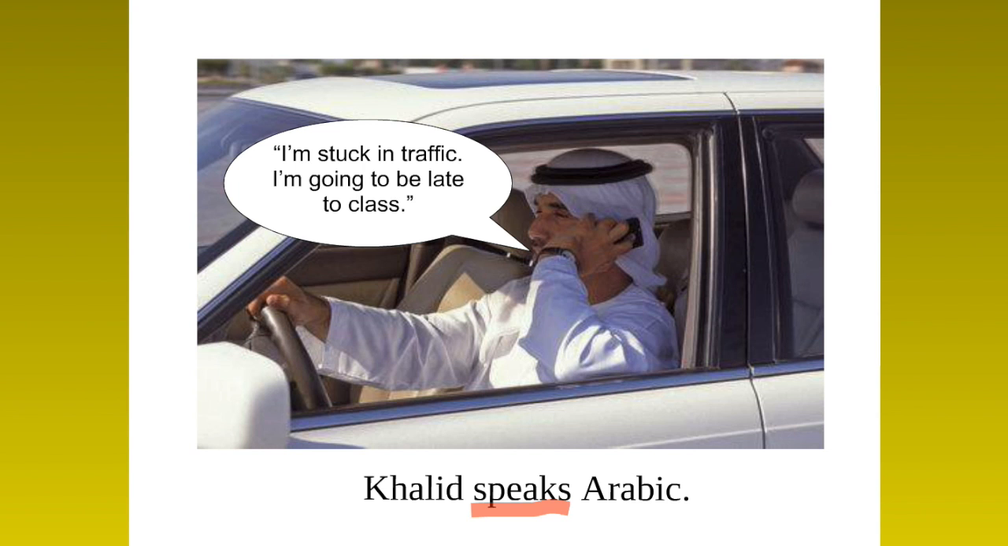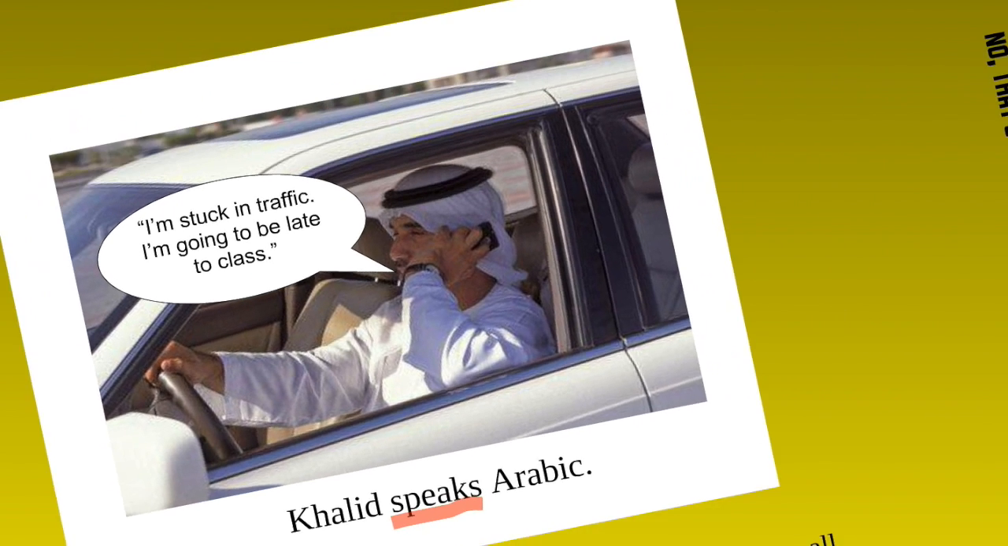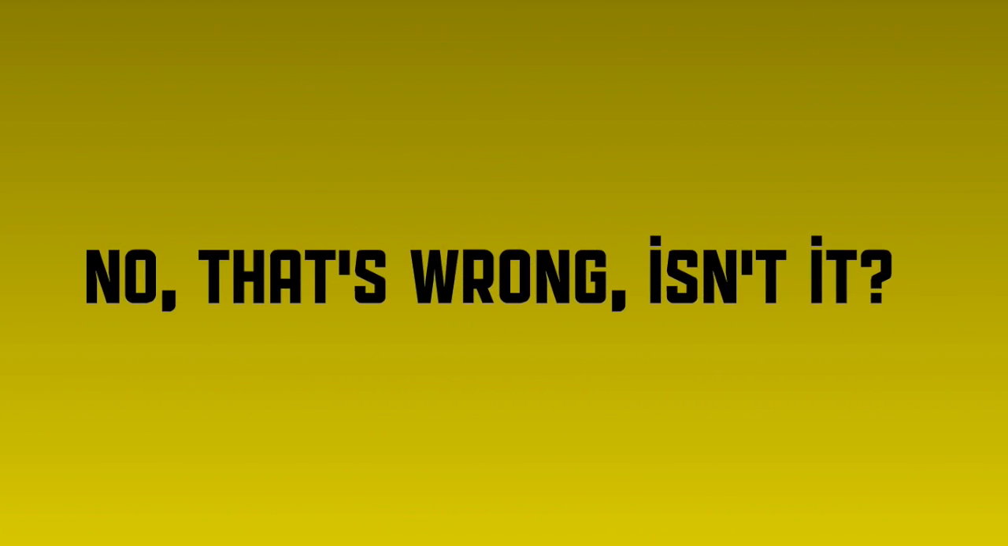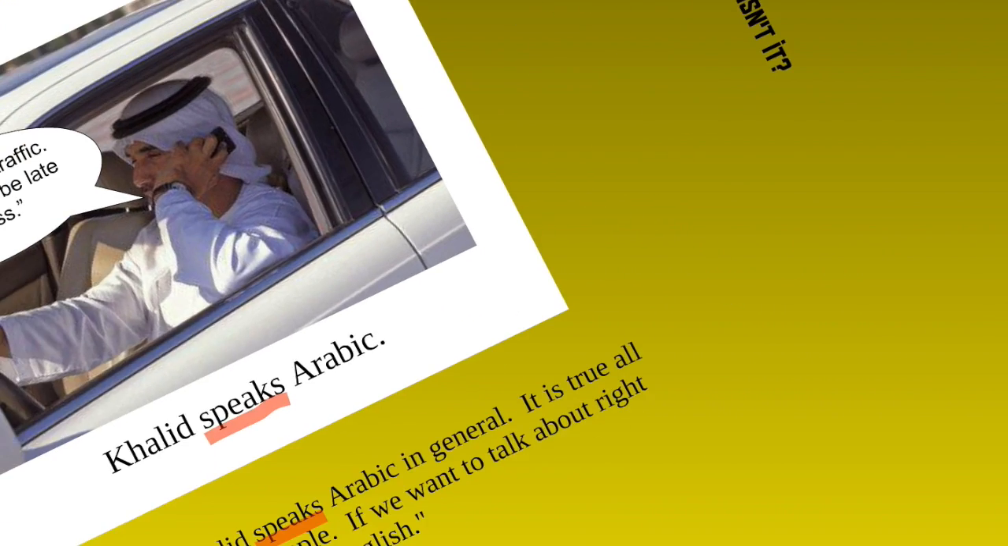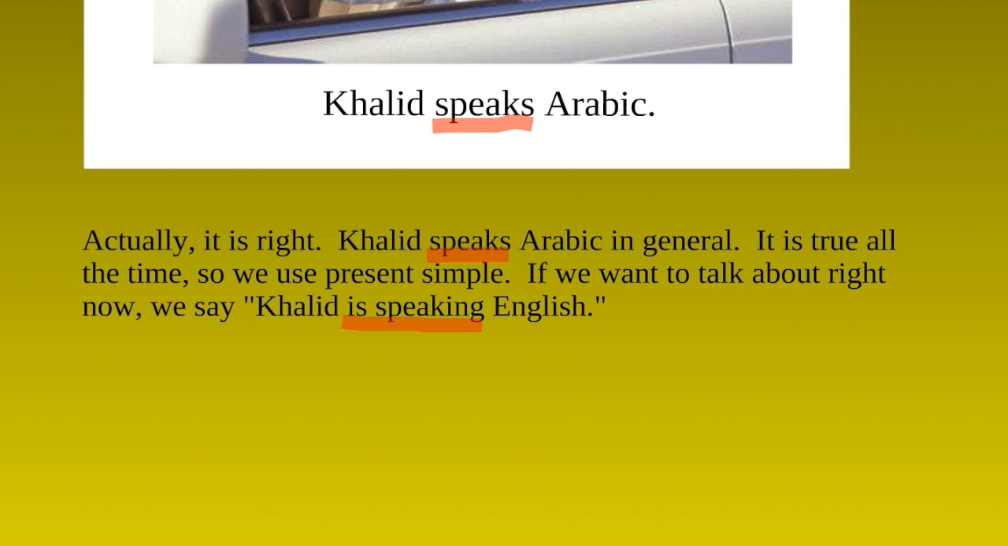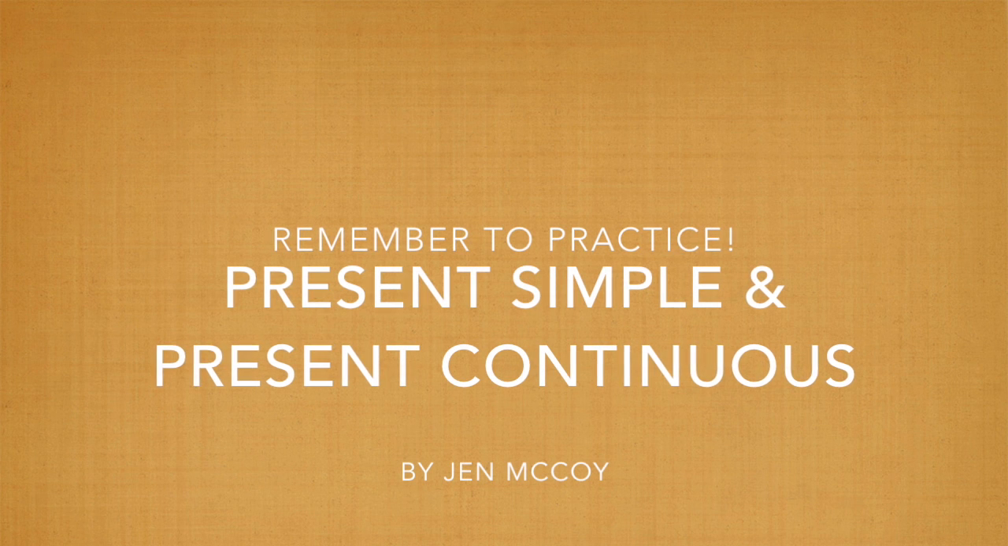Khalid speaks Arabic. No, that's wrong, isn't it? Actually, it's right. Khalid speaks Arabic in general. He can speak Arabic. It's true all the time, so we use present simple. If we want to talk about right now, we say Khalid is speaking English. I hope this video helped you to understand present simple and present continuous, and also the differences between them.